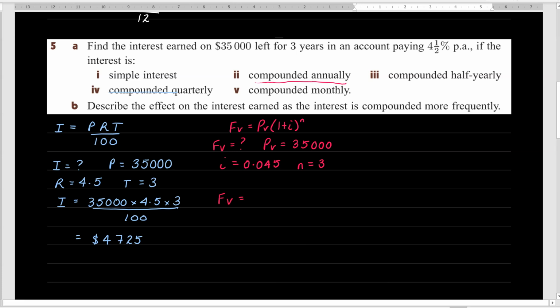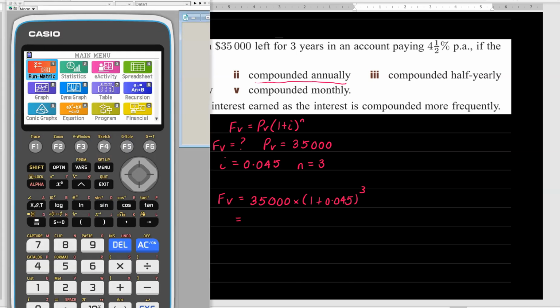Sorry, into our formula and then into our calculator. So the formula says PV times, bracket, 1 plus 0.045, to the 3. Our PV, we said, was the 35,000. This is a simple matter. Pop that into your calculator.